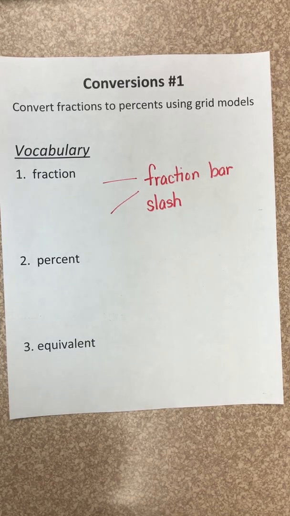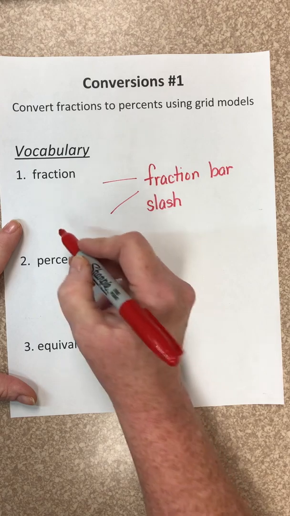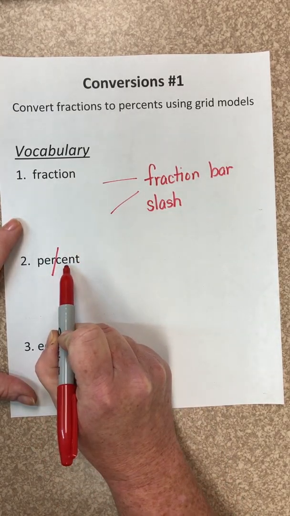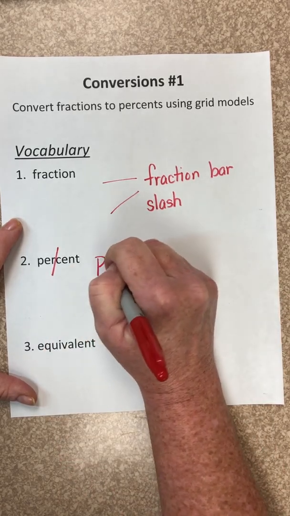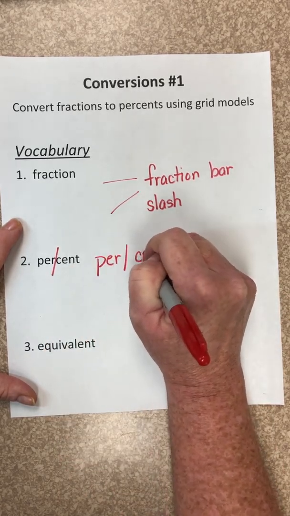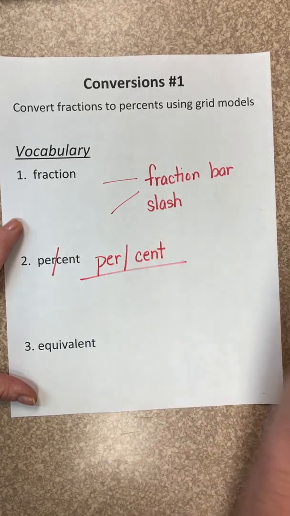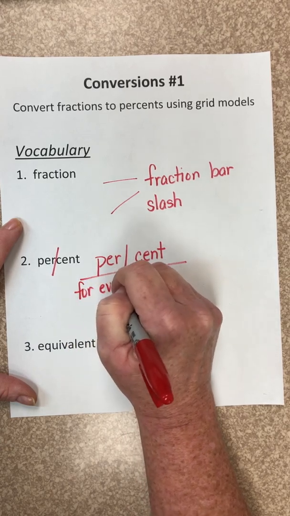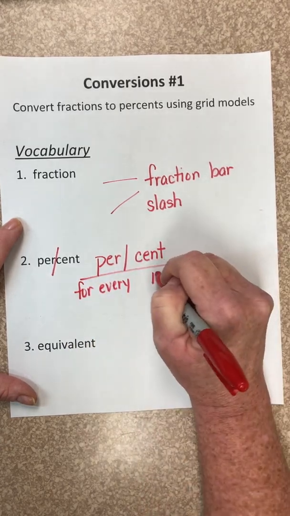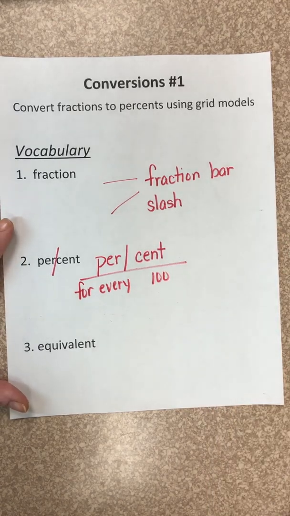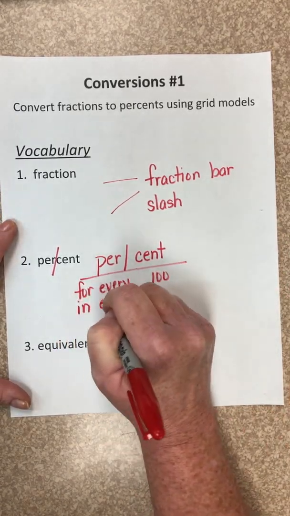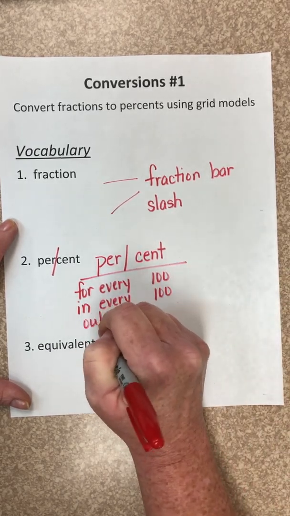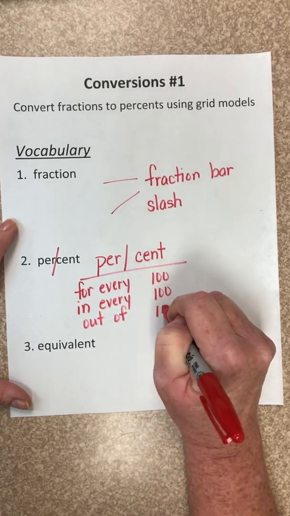Now let's look at percent. Percent literally means per 100. So I'm just going to make a very short table here. So per could be for every, and cent is 100, for every 100. It could be in every 100, or out of 100.